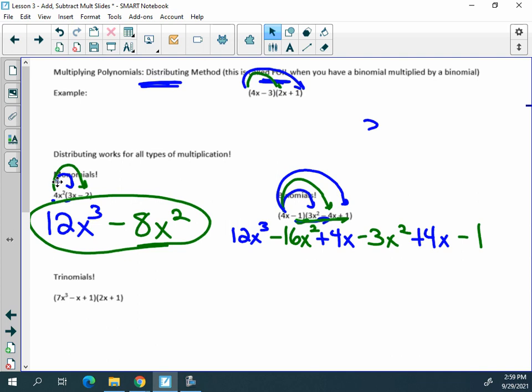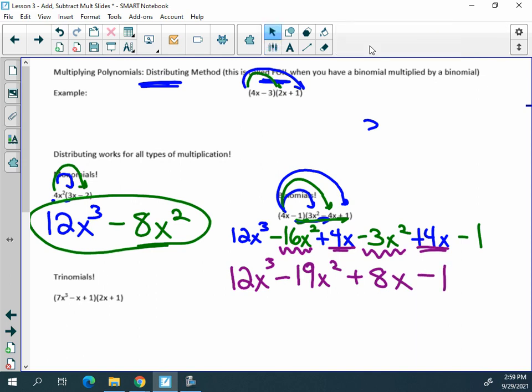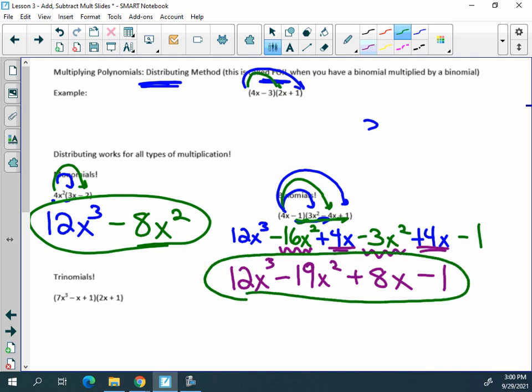And then if we go along, we should notice that we have a -16x squared and a -3x squared. Those are like terms because they have the same variable with the same exponent. So -16x squared minus 3x squared is going to get me a -19x squared. All right, and then we've got a 4x plus 4x to get plus 8x, and then we still have that -1. The 12x cubed I just brought down because it didn't have anybody to combine with. That would be a cubic polynomial.